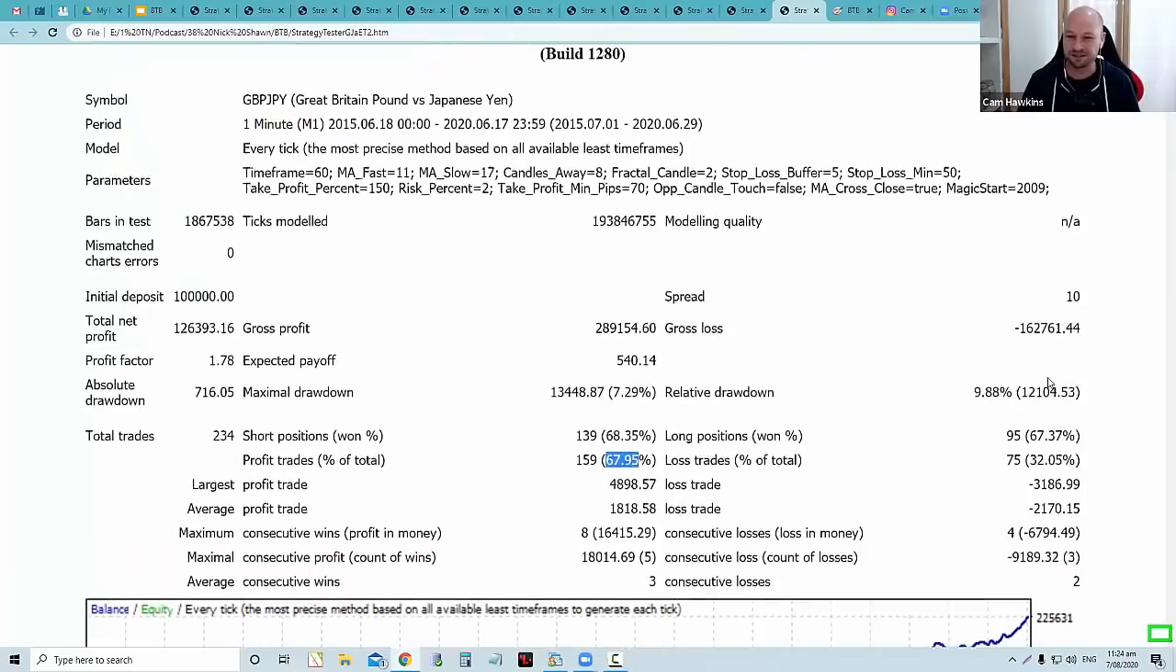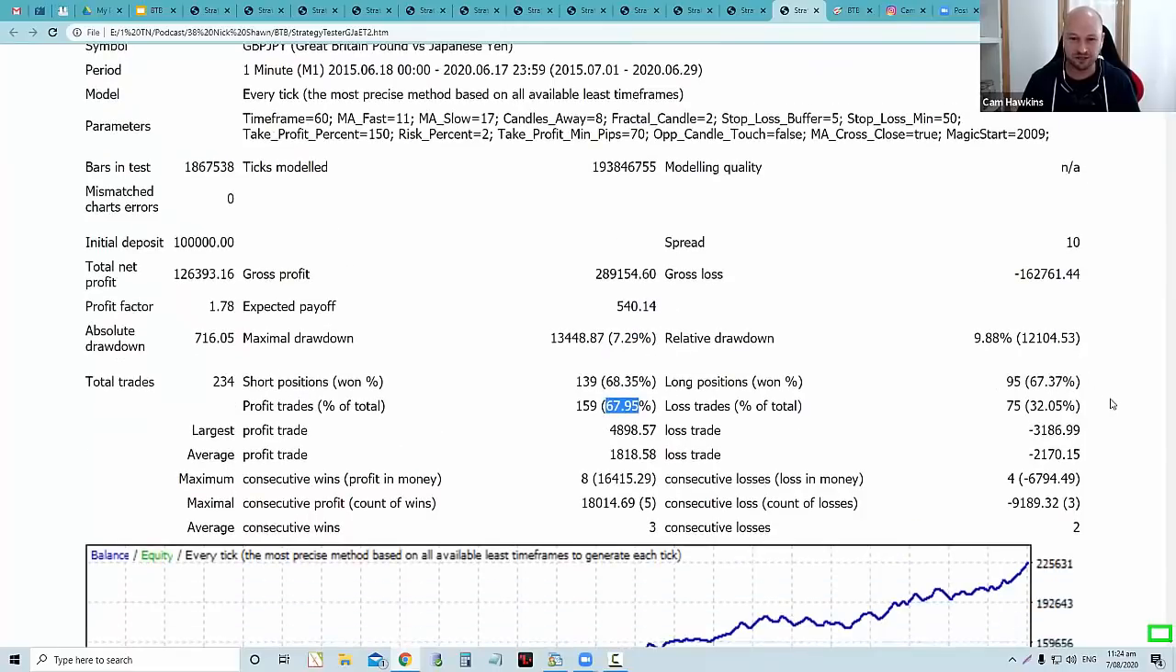The other thing I like to look at is relative drawdown. 9.88% is very, very low. Usually when I do a bog standard test, I'll get something around 20%, which is looking pretty good, 30, sometimes 50%. So under 10% is extremely good. And I tell you what, I've never seen this before.